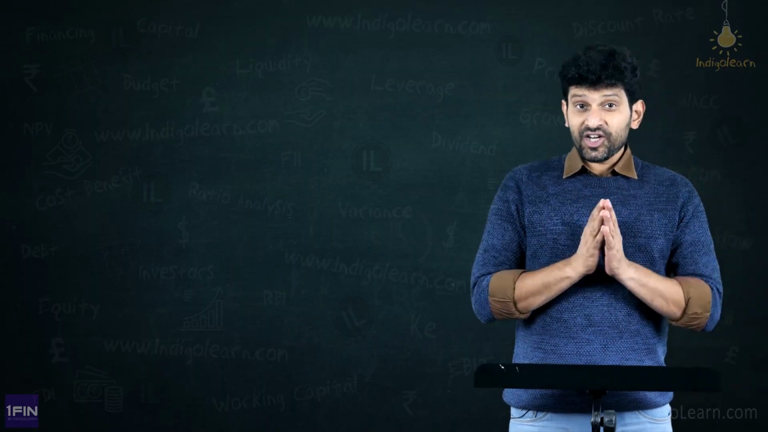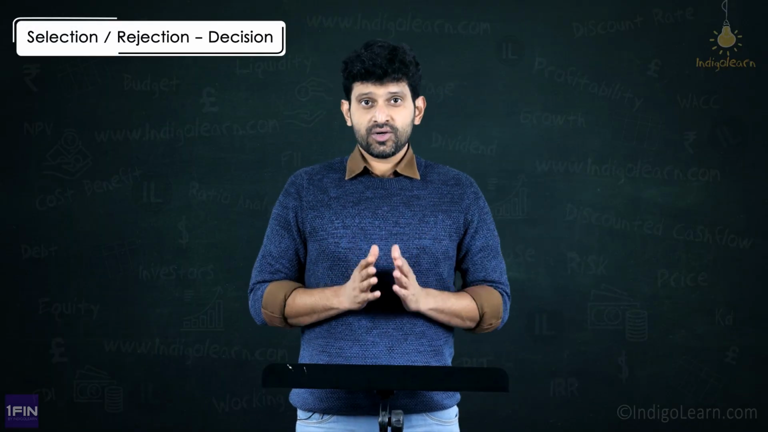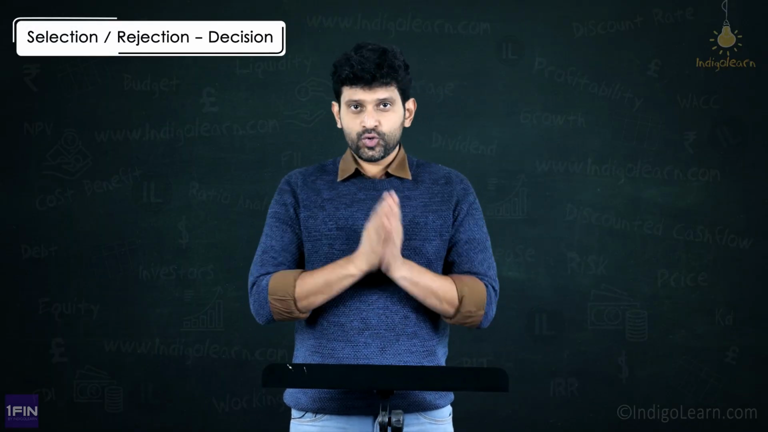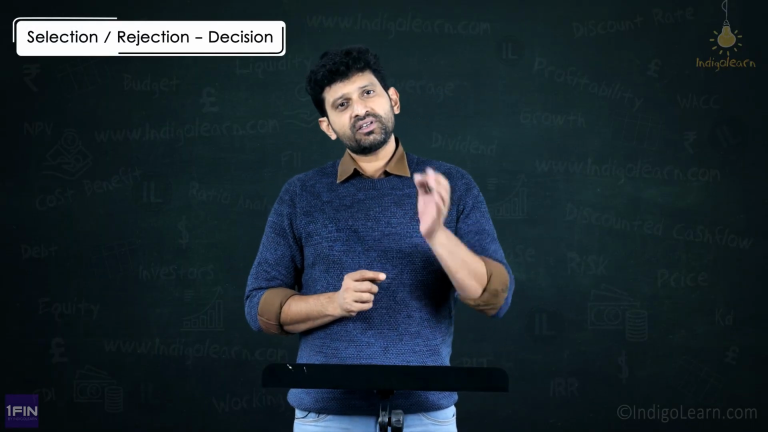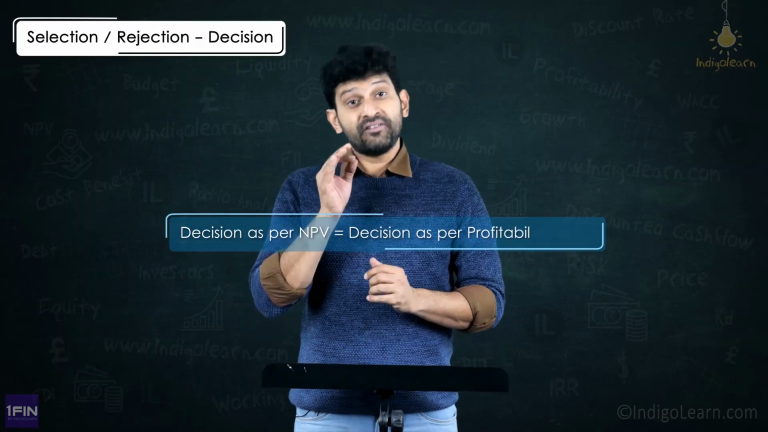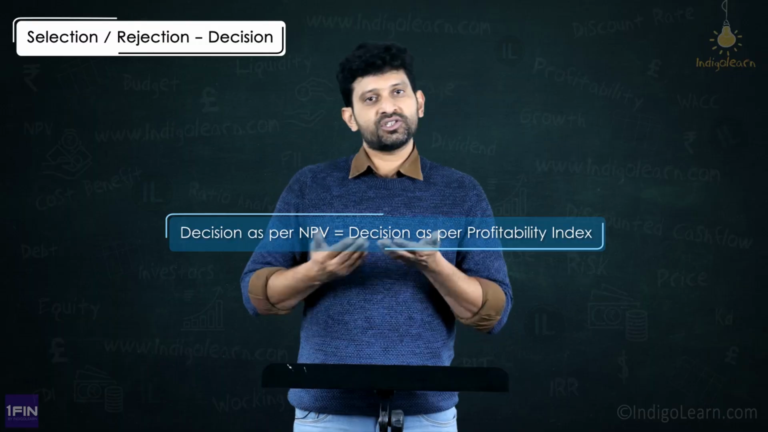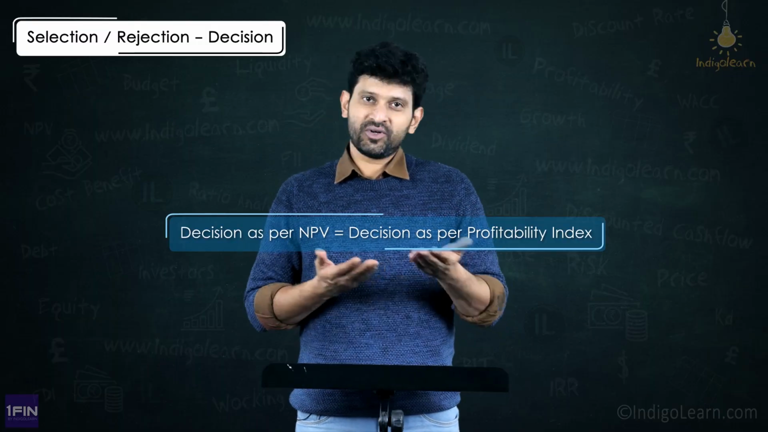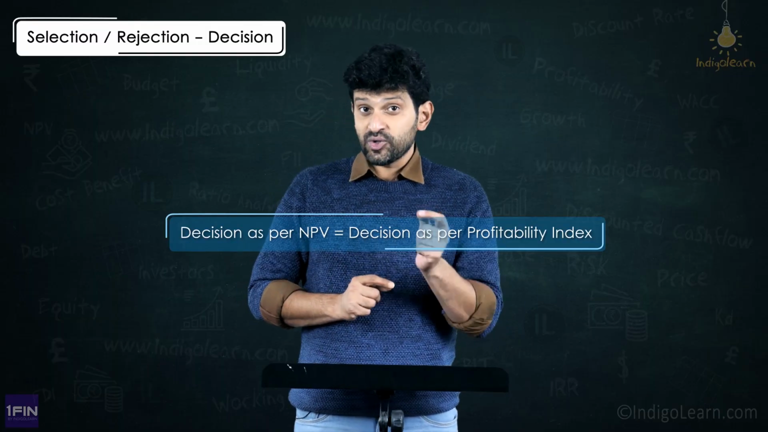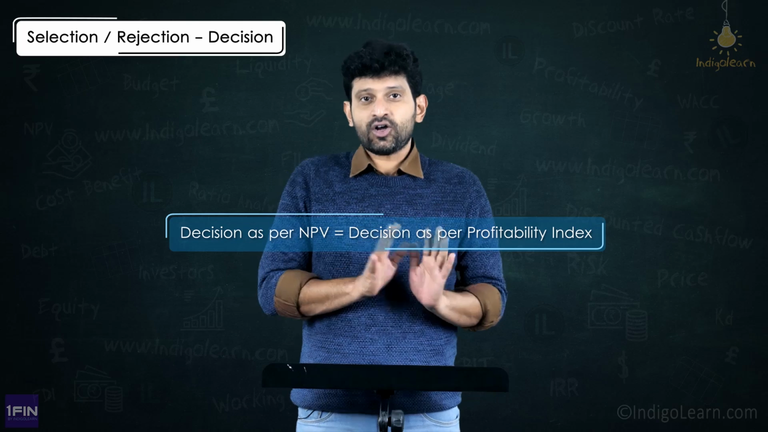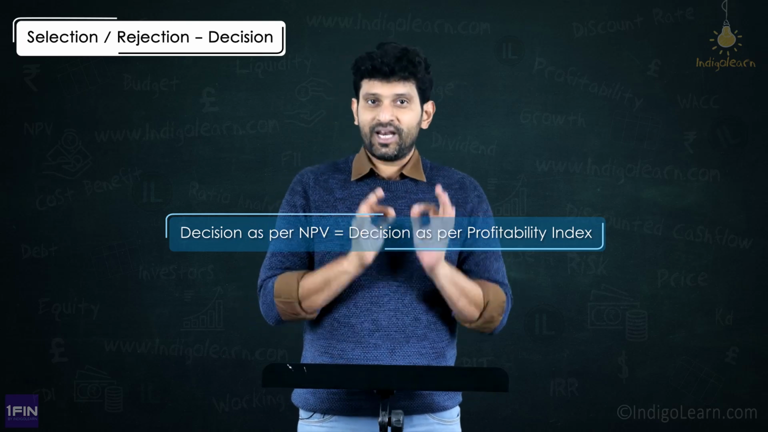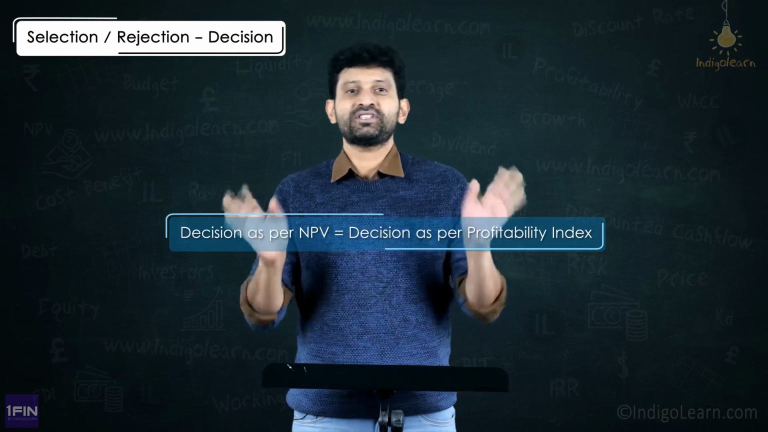With respect to selection or rejection, that is, should I take or not take, should I choose or not choose, whatever the decision given by NPV will be the same as per profitability index also. Why, sir? If NPV is positive, PI will be greater than 1. That's what we understood. Therefore, with respect to selection or rejection, the decision with respect to NPV and PI will be the same.